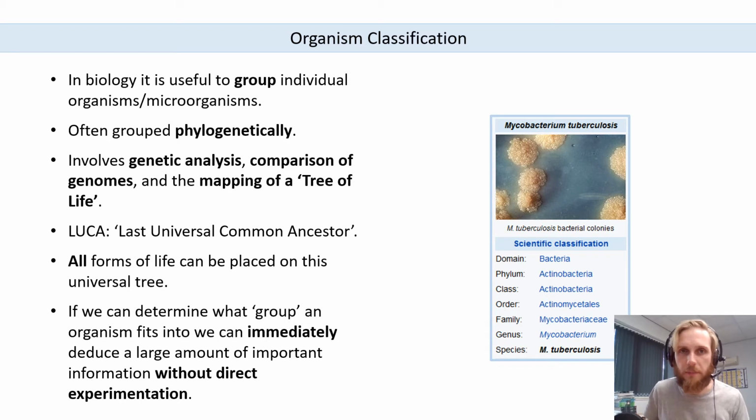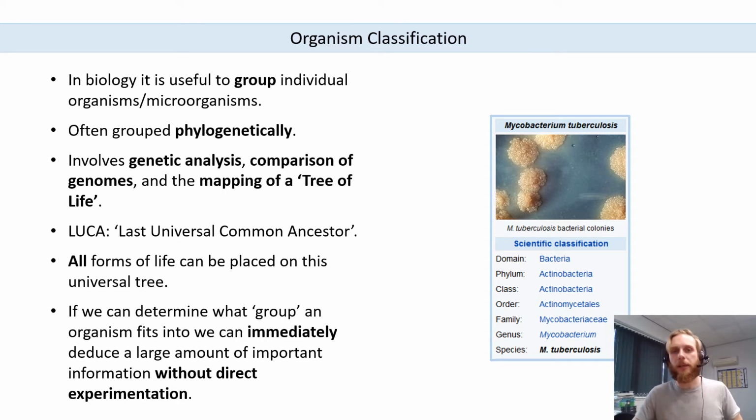levels are the same. So we still have a domain, and we have a phylum, and we have a class, we have an order and a family and a genus and a species. So the same system is being used. It's just the specific groups that the bacteria are in are different.